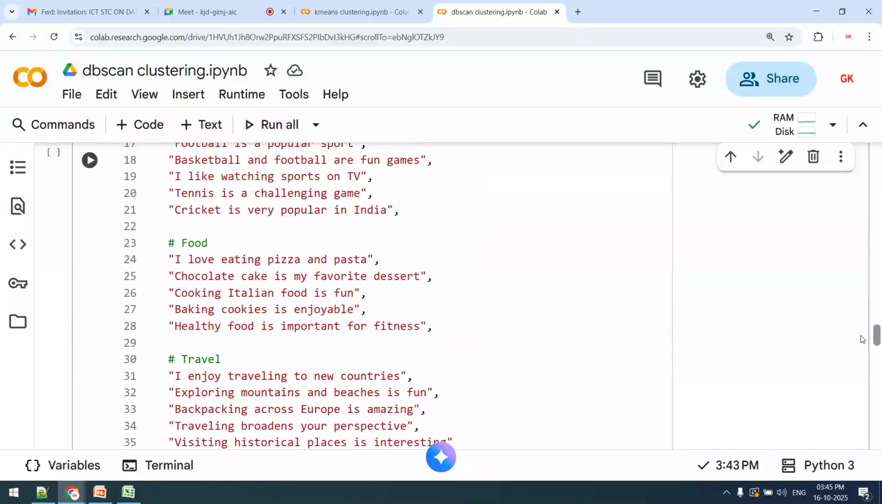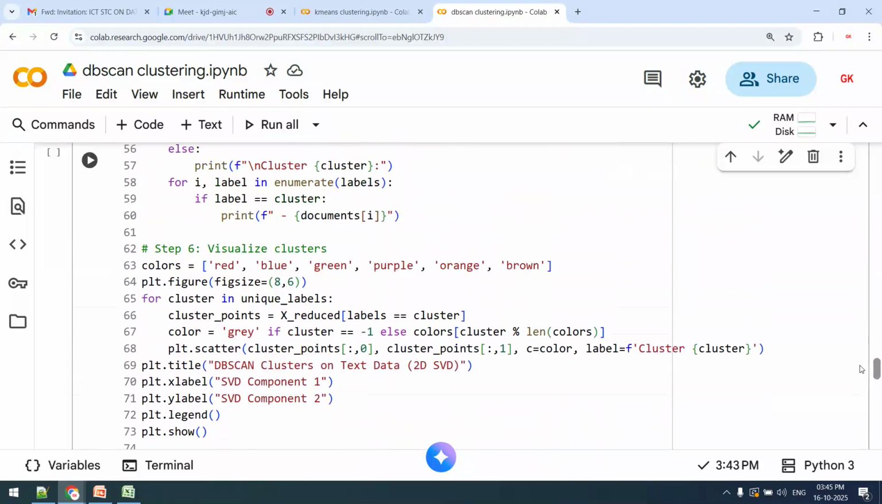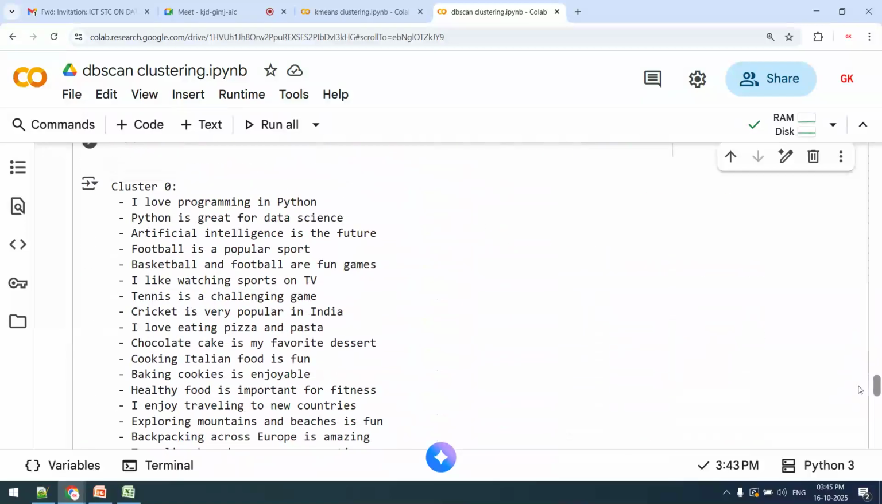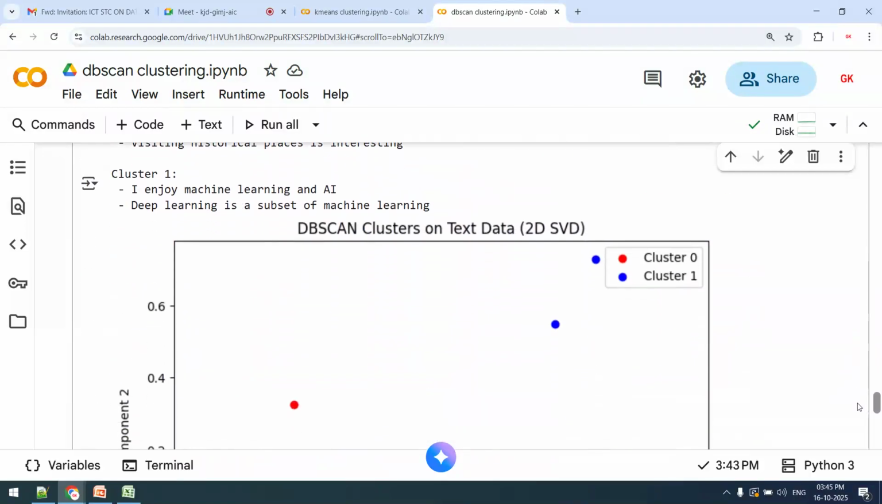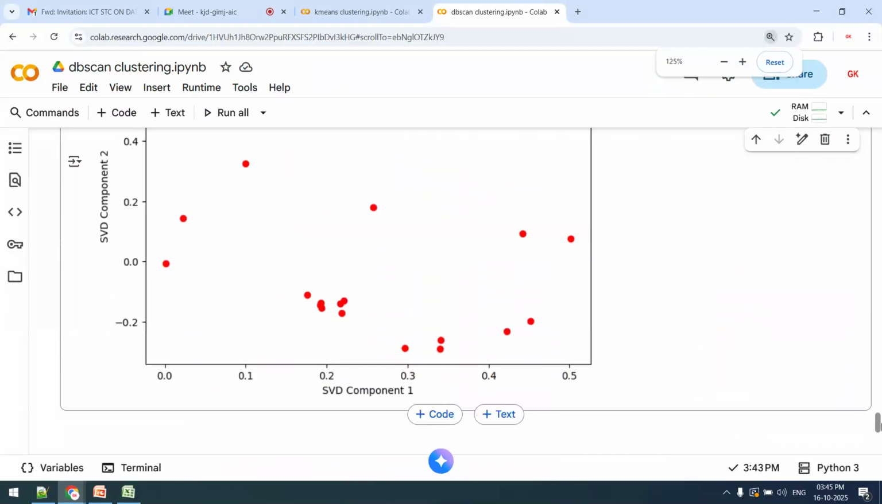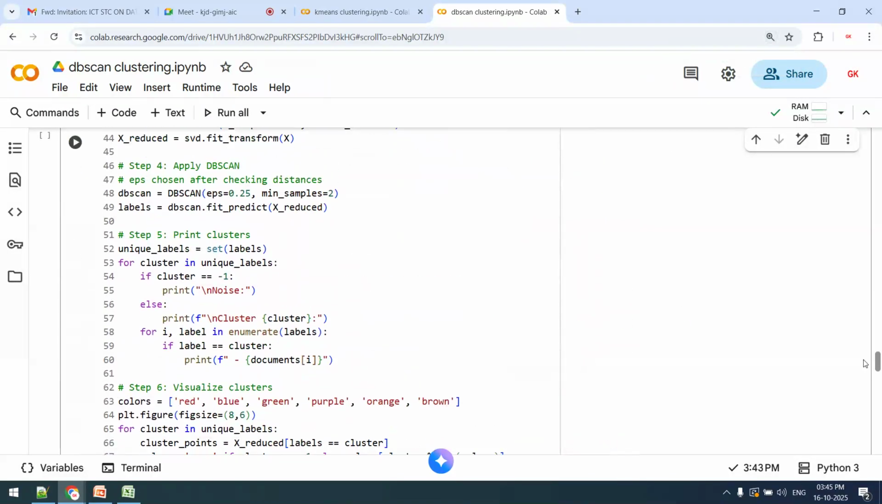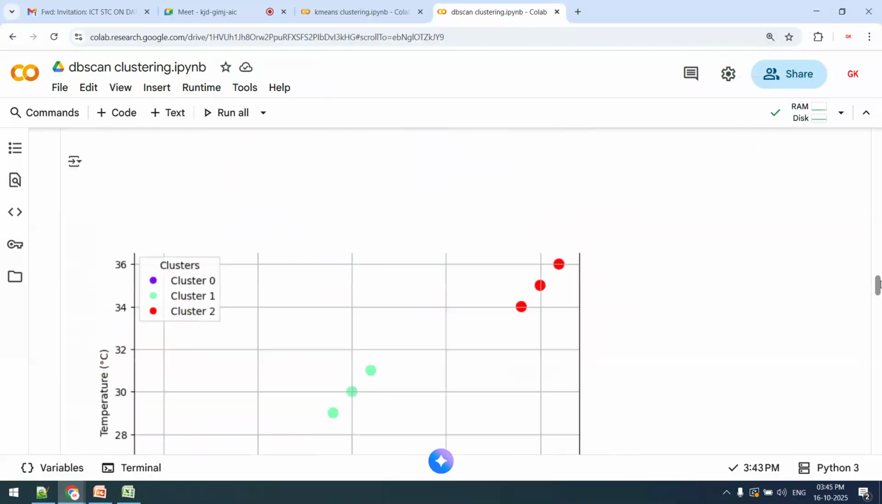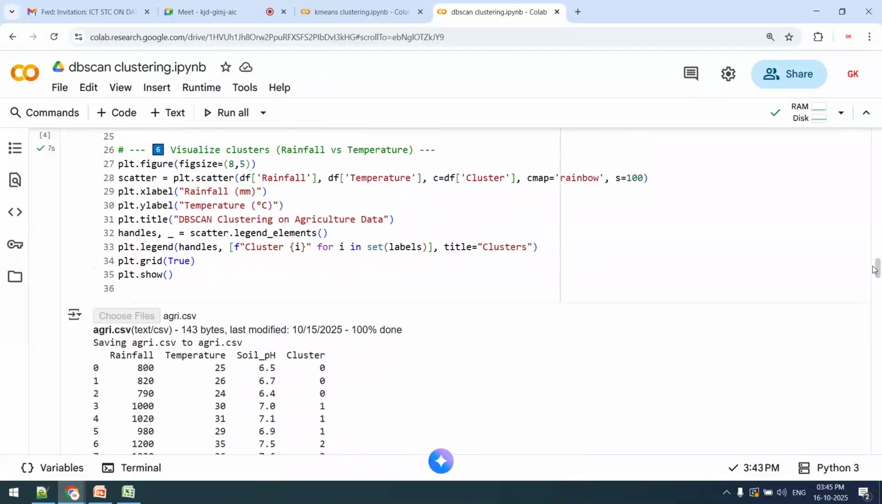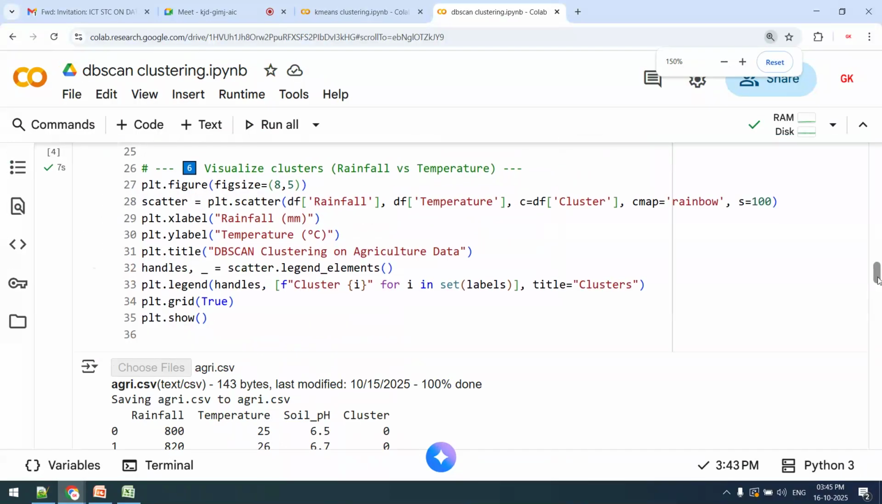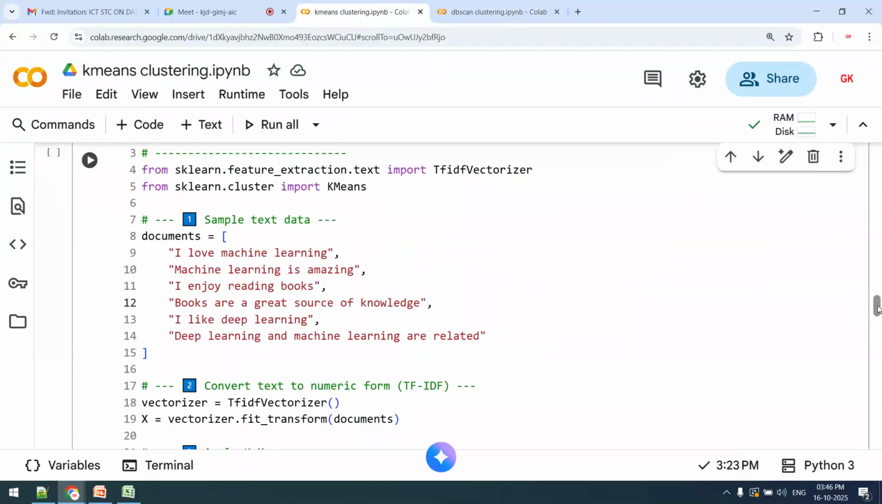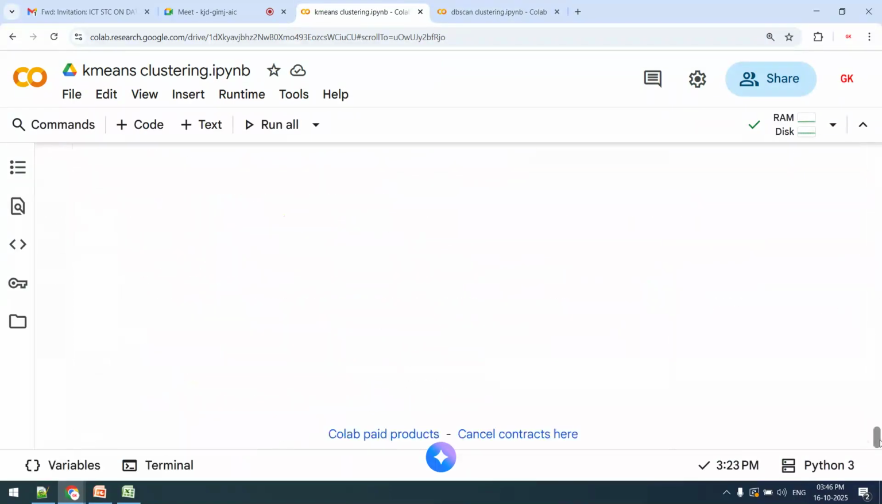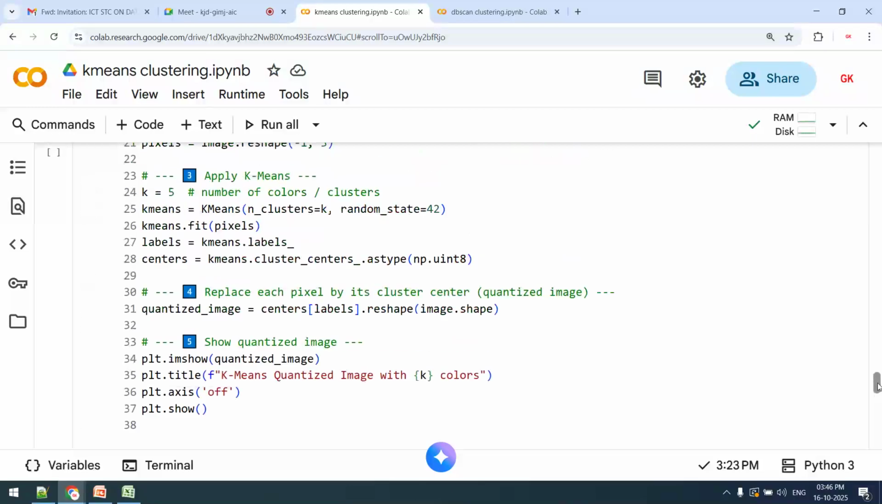So in this way, cluster 0 and cluster 1. No need to specify how many clusters we want. We only have to give a specific epsilon value and minimum points. If you want to work with some image data set, in that case you can go for it.